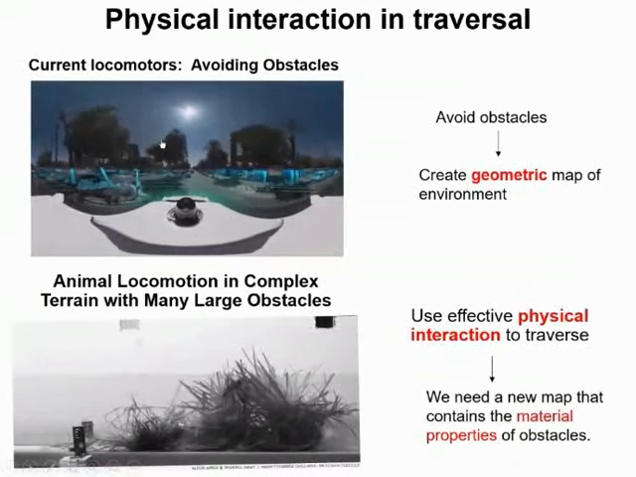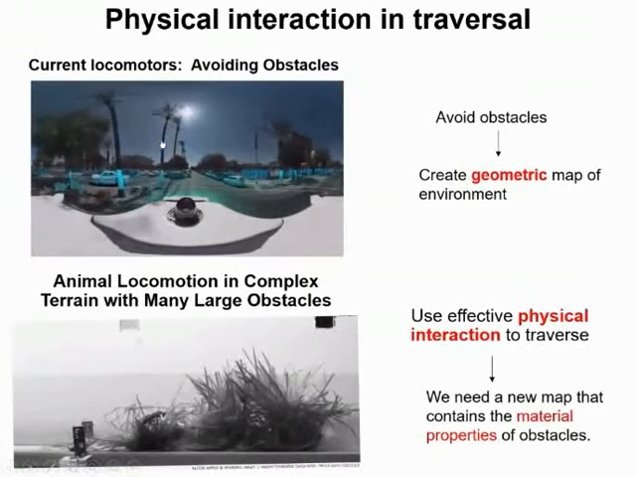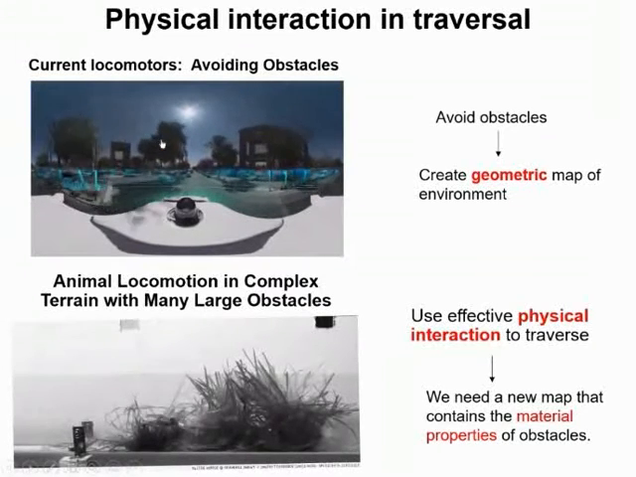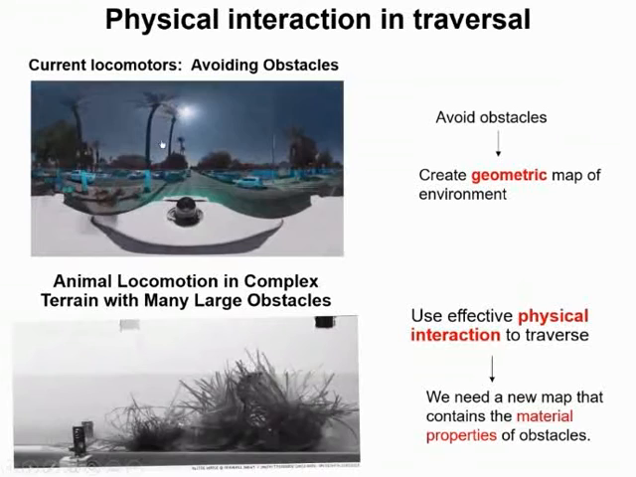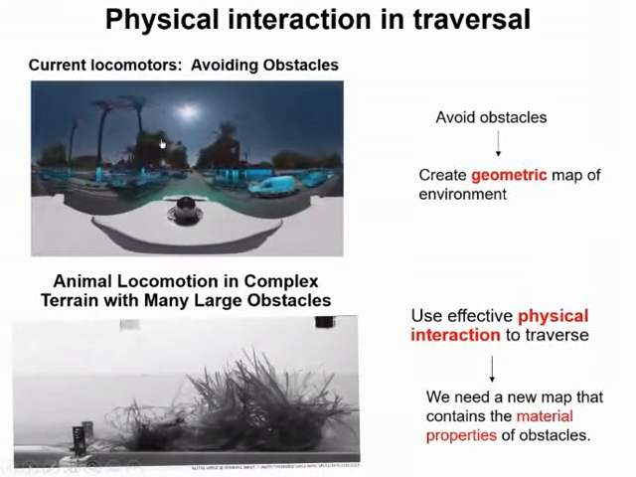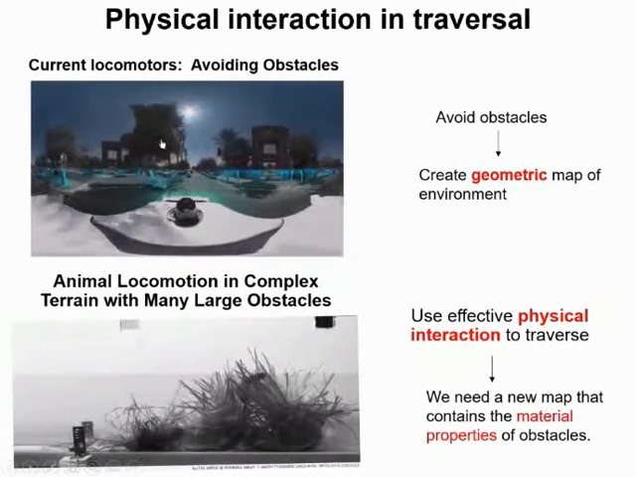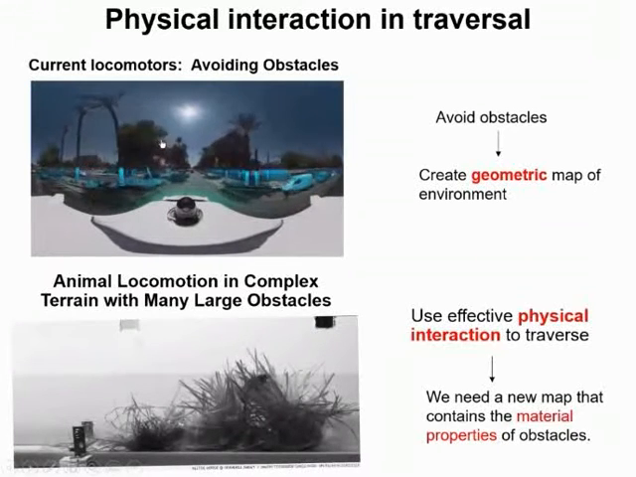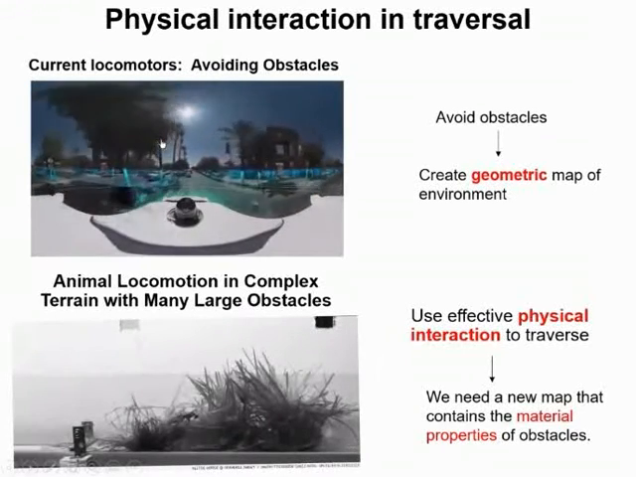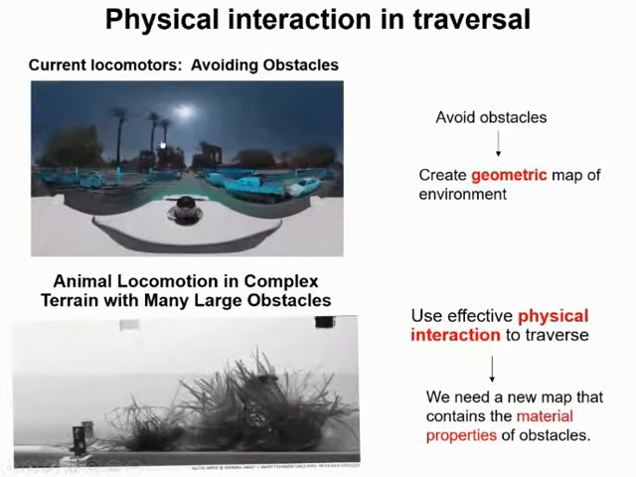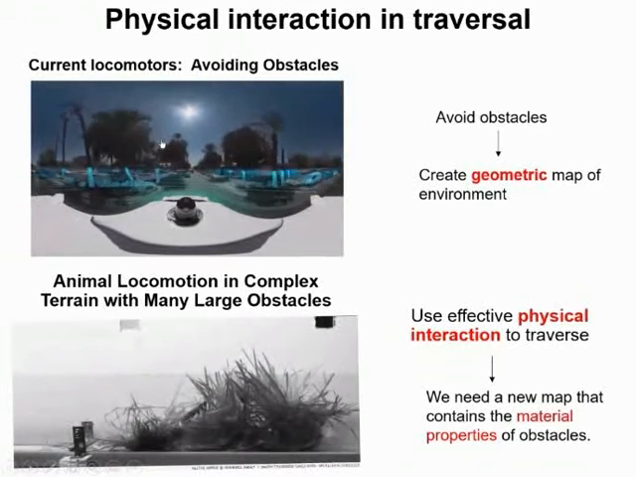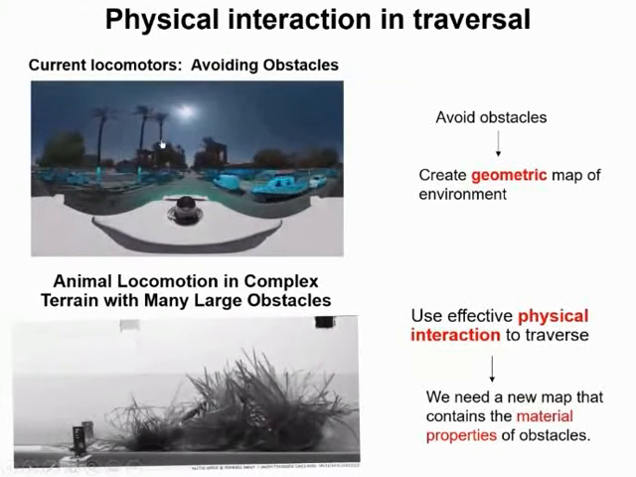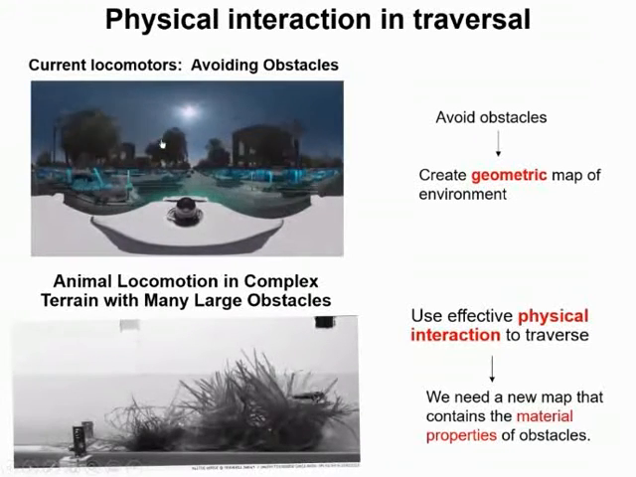However, when animals move on complex terrains, instead of avoiding, it's very common to have many physical interactions with obstacles. For example, in this video, the cockroach keeps interacting with dense grass, and the interaction forces are relevant to the material properties of the obstacles, like the stiffness of the grass here. So to better traverse with physical interaction, we need a map that contains the physics, such as material properties.